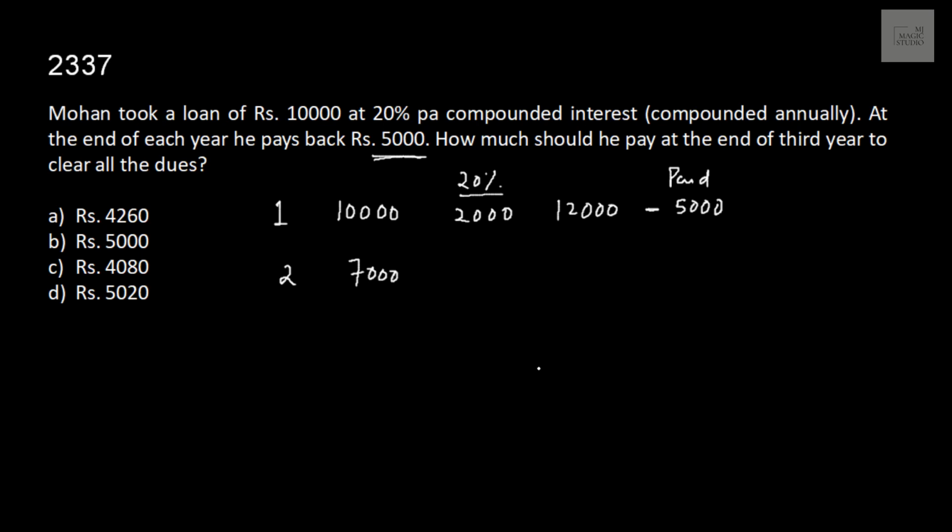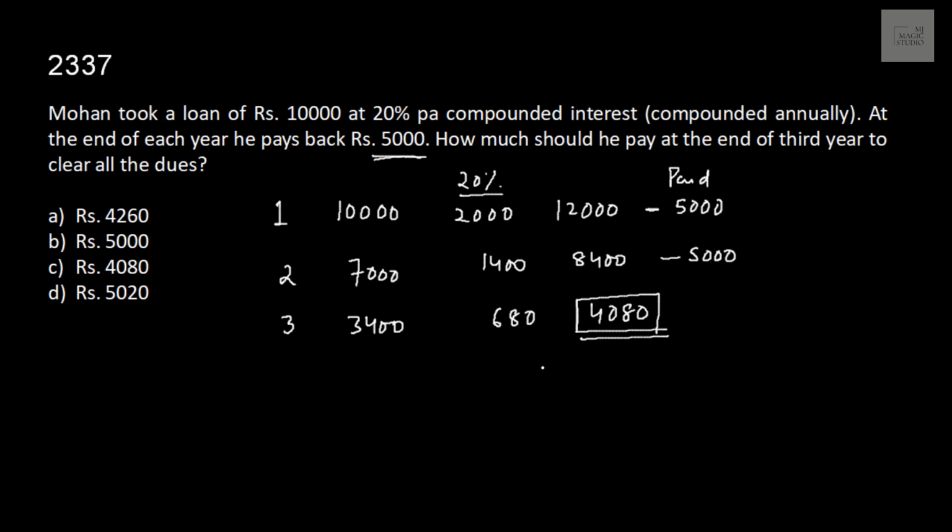This is how we calculate for 2 more years. 20% of 7,000 is 1,400. He is supposed to pay 8,400, but paid only 5,000 again. That means the opening balance for the third year is 3,400. 20% of 3,400 would be 680. 680 is the interest. Total would be 4,080. So at the end of the third year, he is supposed to pay back 4,080, and yes, that features in option C.